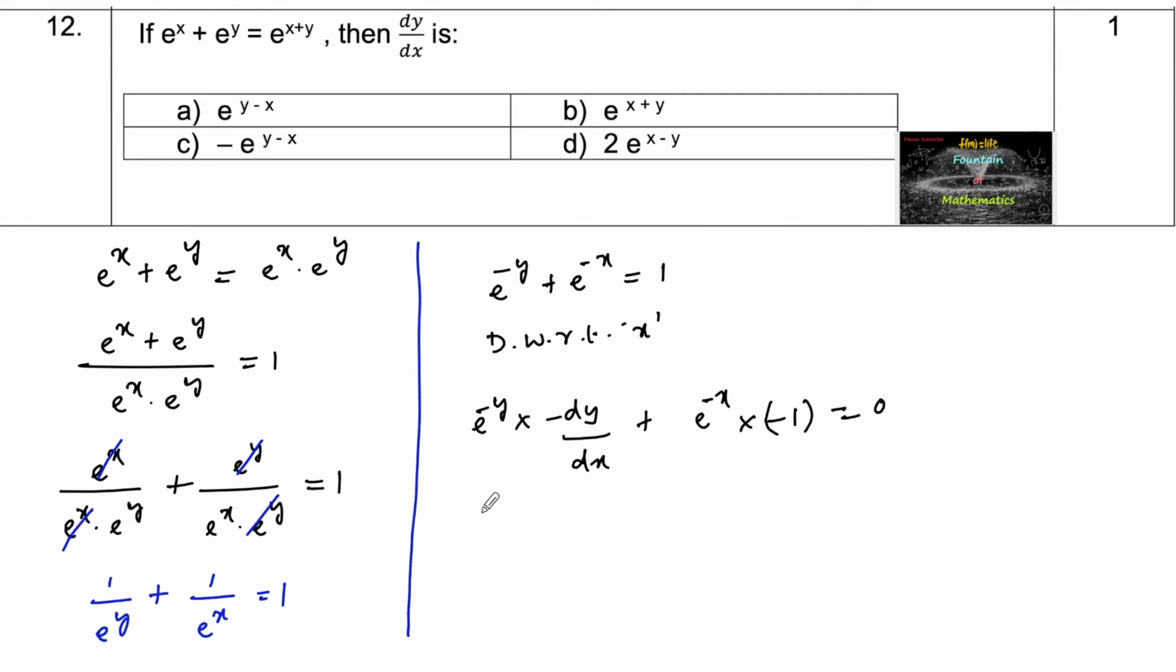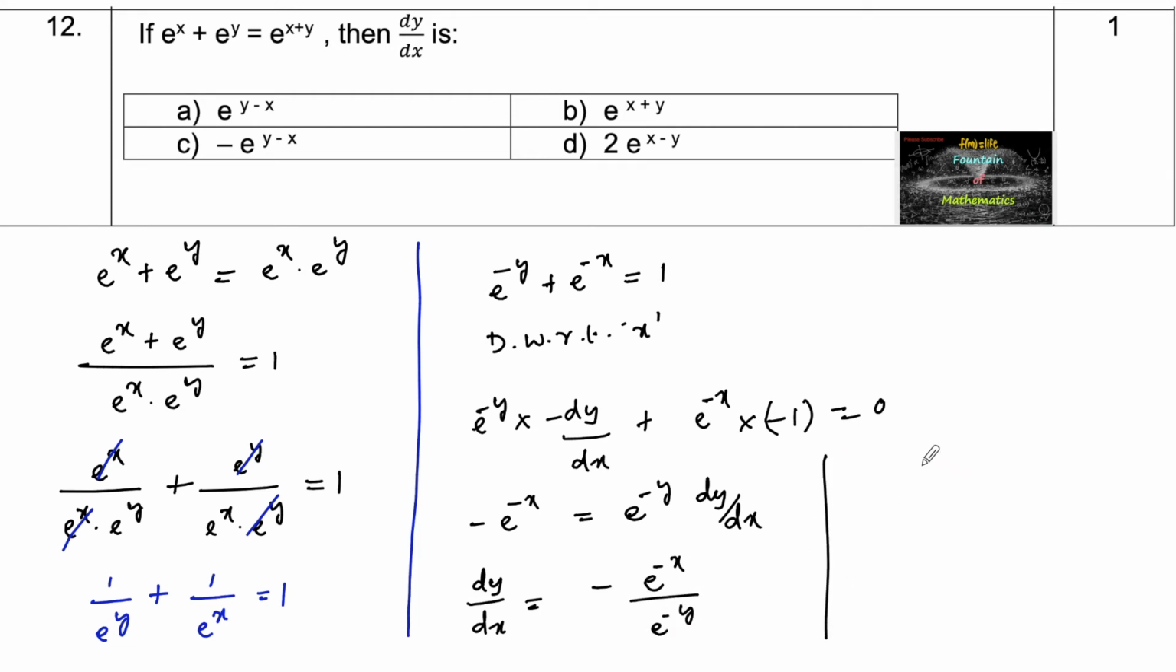So this can also be written minus e to the power of minus x is equal to e to the power of minus y into dy by dx, or we can write dy by dx is equal to minus e to the power of minus x upon e to the power of minus y. So which can be written as dy by dx is equal to minus e to the power of y into e to the power of minus x, which is equal to minus e to the power of y minus x by using the laws of exponents. So we can give the answer dy by dx is minus e to the power of y minus x. Option C is the answer.